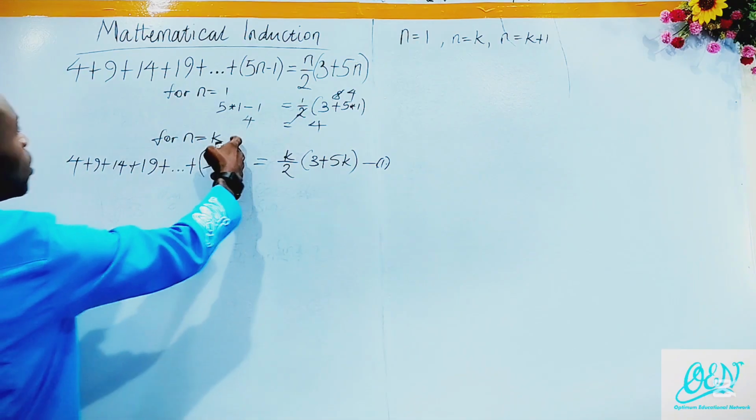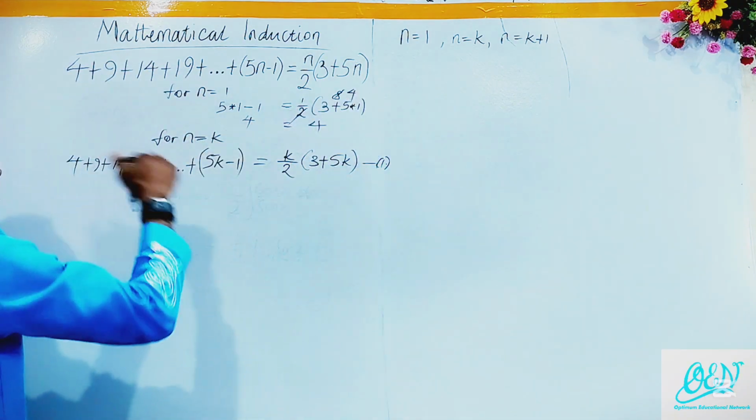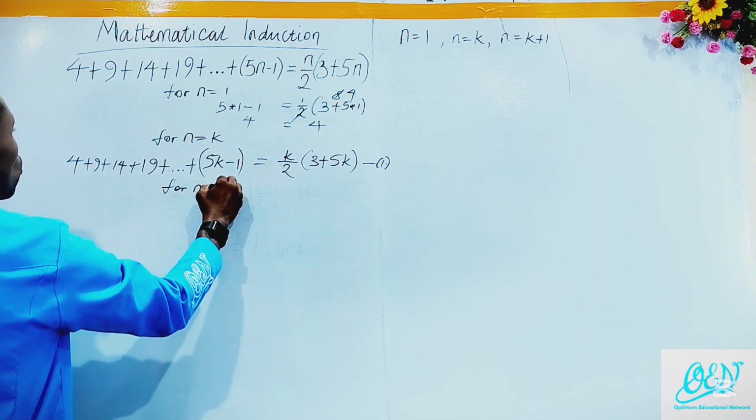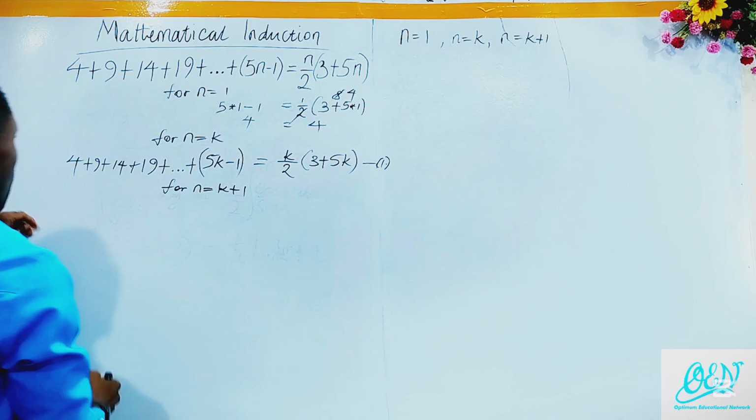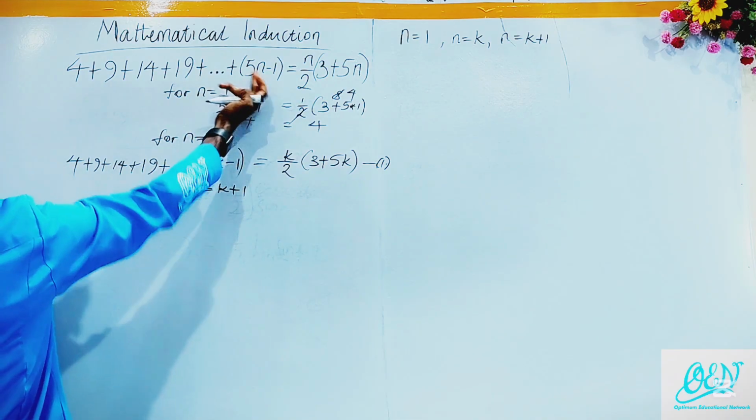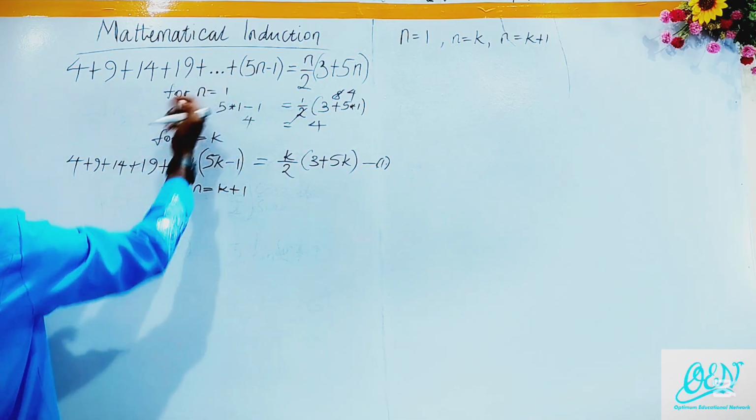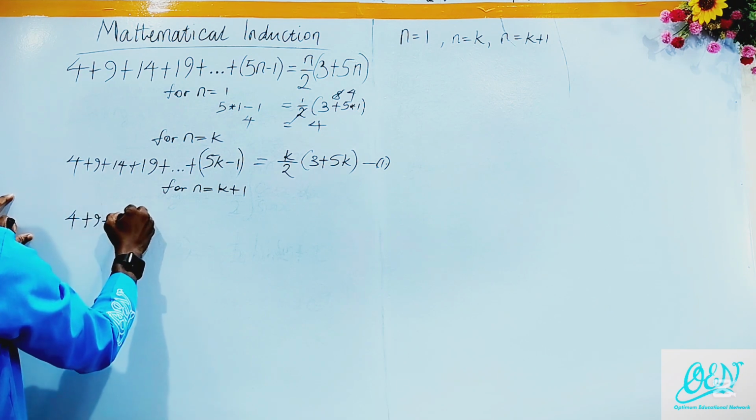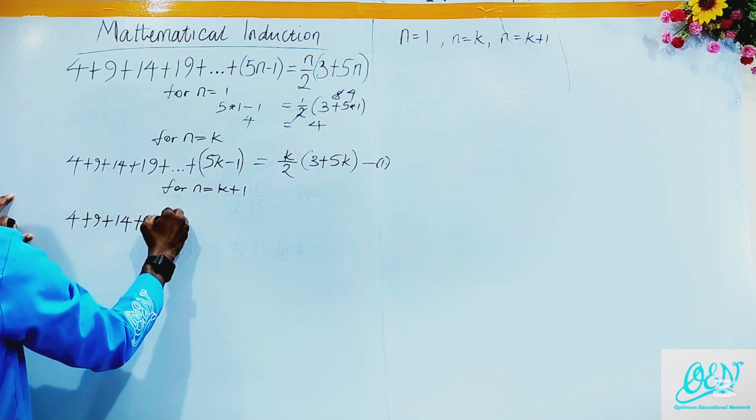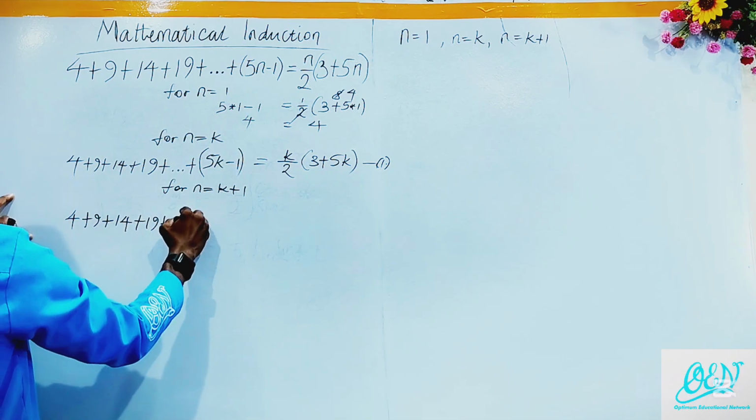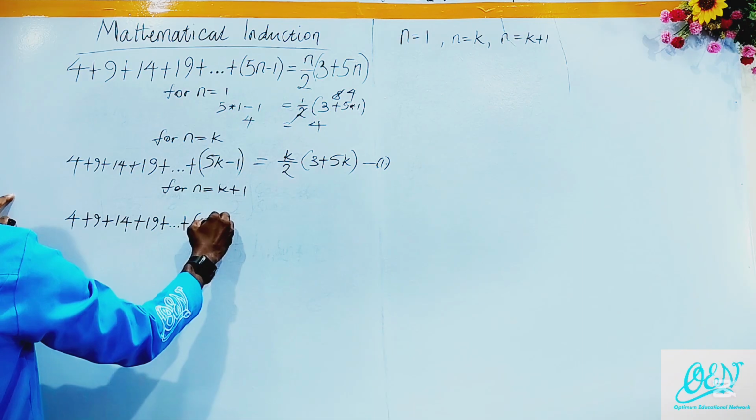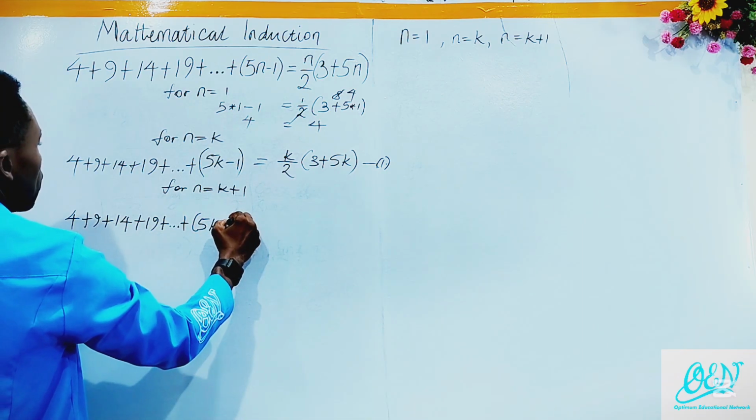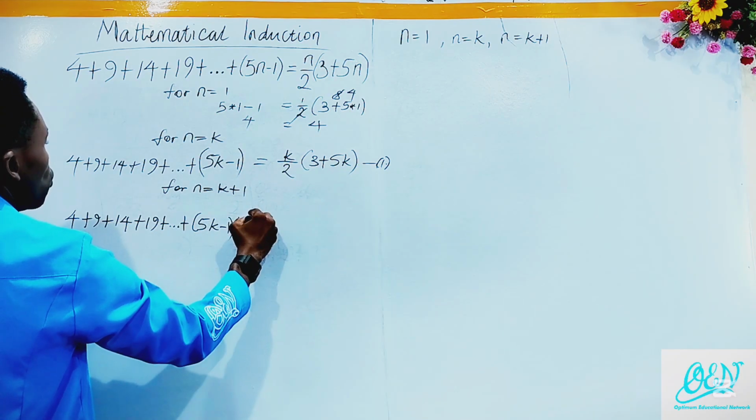Now, we go for the third step, which is when n is equal to k plus 1. So we put n is equal to k plus 1 into this. Now we have 4 plus 9 plus 14 plus 19 plus, and so on. This is the position of k. Now plus the position of k plus 1.